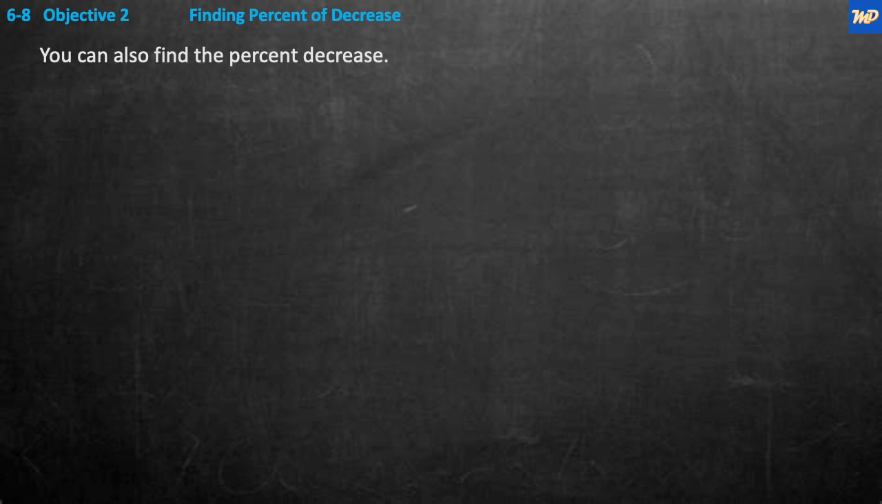Objective 2, finding the percent of decrease. So now we're going to be looking at things that have gone down from the past to later years like today. You can also find the percent of decrease. They're just reminding us that we've been doing a lot of increase problems, but we can also do decrease problems. So let's look at some.